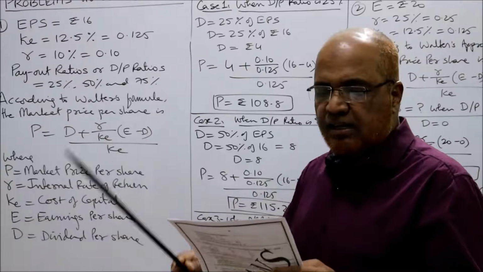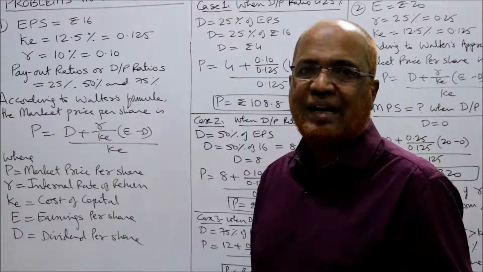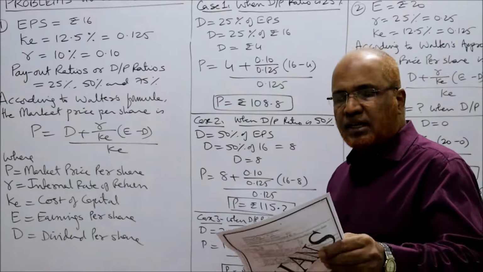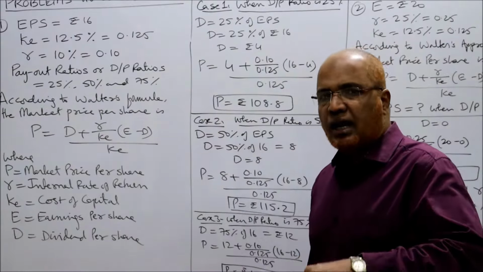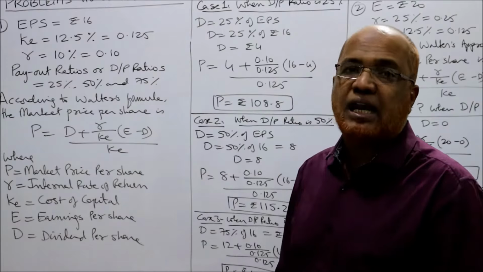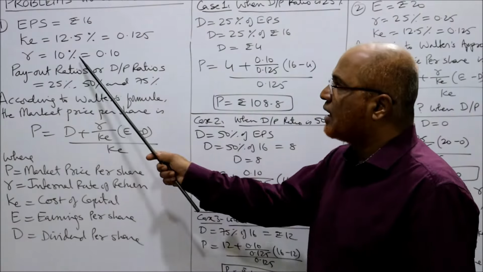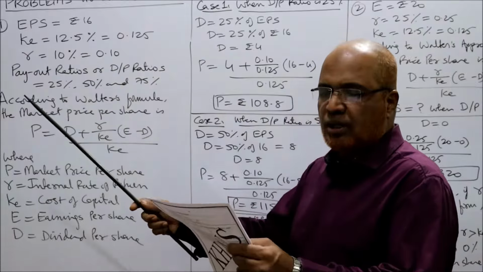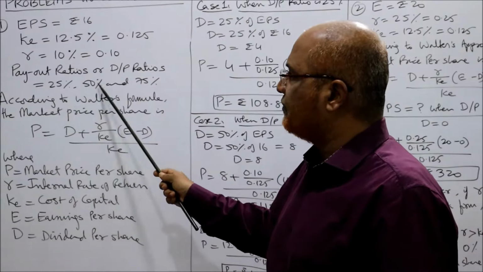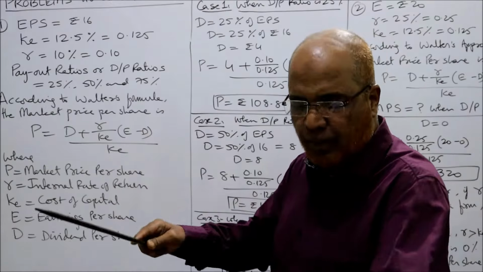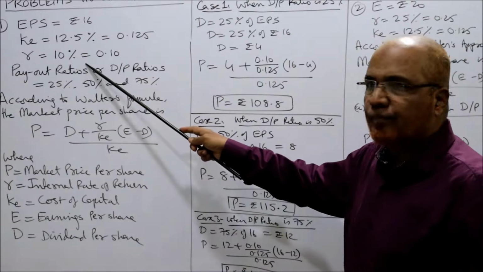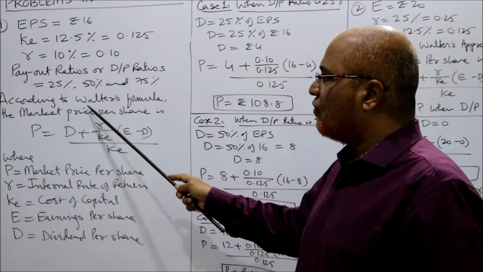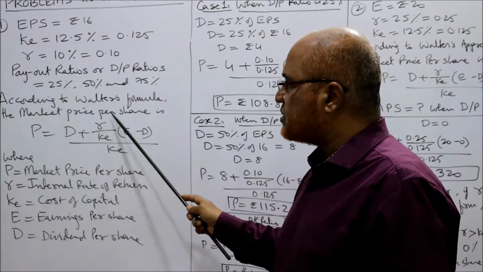And retained earnings can be employed to yield a return of 10%. So retained earnings can be used to earn a return of 10%. This is the internal rate of return, so IRR is 10%. The dividend payout ratios are 25%, 50%, 75%. Whatever is given in the problem, we have written here. Now, according to Walter's formula, the market price per share.